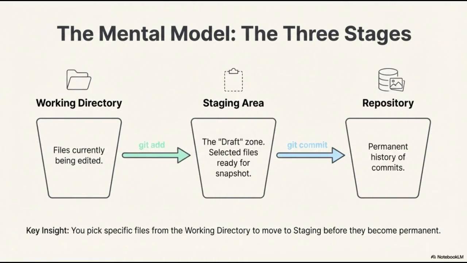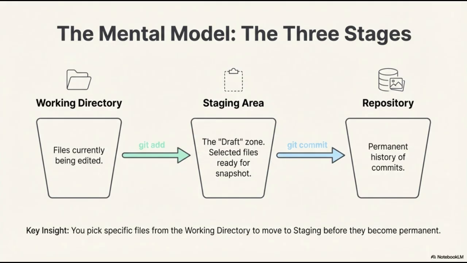To understand how Git tracks changes, we need to look at its three primary stages: the working directory, the staging area, and the repository. The process begins in the working directory, which represents the files you are currently editing on your local machine. Once you have made changes that you want to include in your next snapshot, you use the git add command. This moves those specific files into the staging area, often referred to as the draft zone. This intermediate step is crucial because it allows you to selectively choose exactly which modifications are ready to be captured.